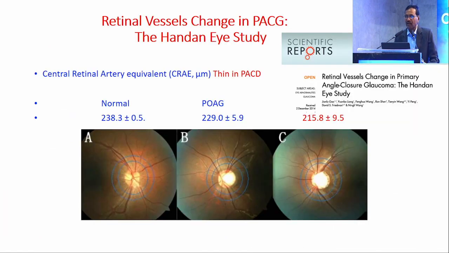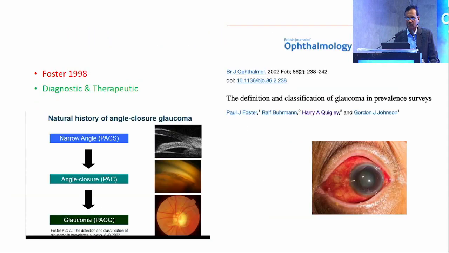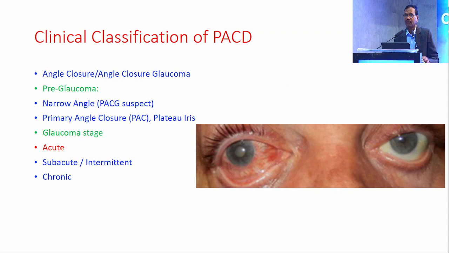And if you look into the retinal arterioles, angle closure glaucoma has the narrowest angle when compared to open angle glaucoma. And the decay of the RNFL is more rapid and acute in angle closure glaucoma when compared to open angle glaucoma. So there is a classification formulated in 2003 by ISGEO, classified into PACS, PAC and PACG, which is useful from the diagnosis and management point of view.